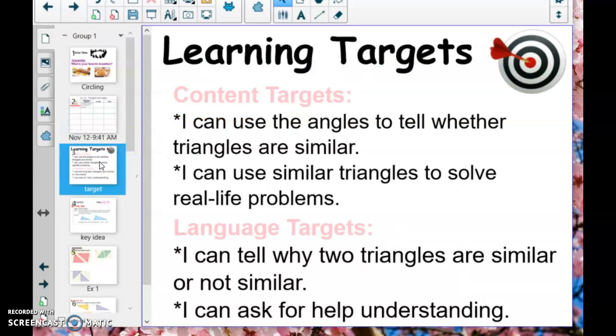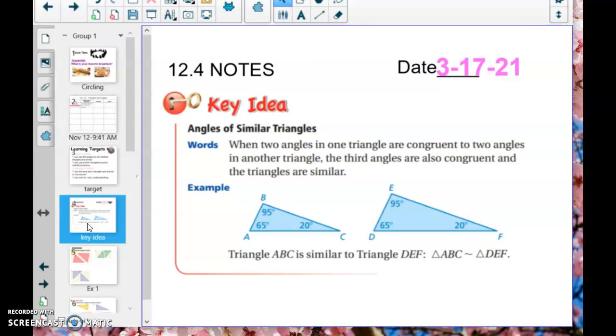So the learning target we're trying to hit is: I can use the angles to tell whether triangles are similar, I can use similar triangles to solve real life problems, and I can tell why two triangles are similar or not similar. Of course this lesson will take place on March 17th.